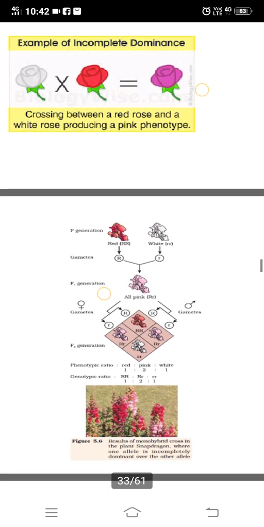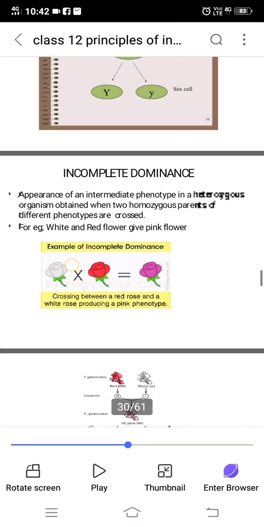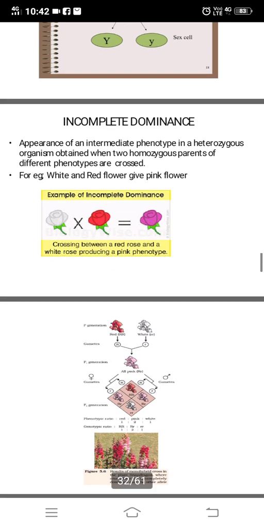So look at this incomplete dominance. You can see here a white flower and a red flower, and the offspring obtained is pink. So it is neither of the features that was present in the parents that we are getting. This is an intermediate phenotype. This is what is called incomplete dominance, that is, the appearance of an intermediate phenotype in a heterozygous organism obtained when two homozygous parents of different phenotypes are crossed.